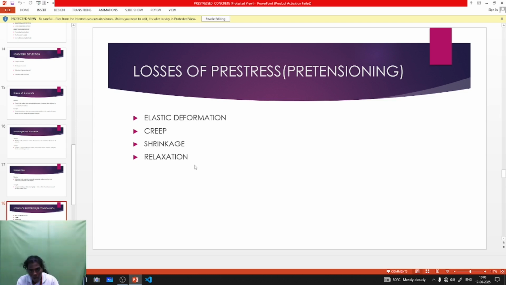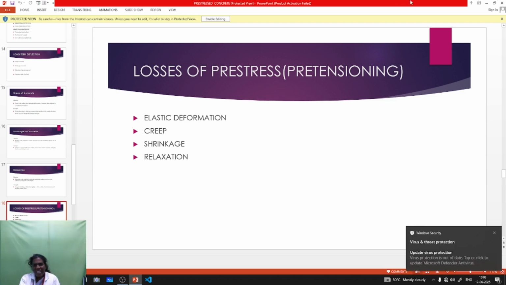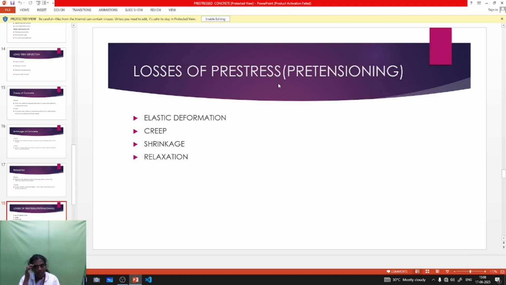Next, going to losses of pre-stress. Pre-stressed concrete has two methods, pre-tensioning and post-tensioning. Pre-tensioning means first the steel is stressed, then the concrete is poured. Post-tensioning means first the concrete is hardened, and after that the steel is stressed through a jack or anchorage. So the losses are different: post-tensioning members have some types of losses, and pre-tensioning has some types of losses.